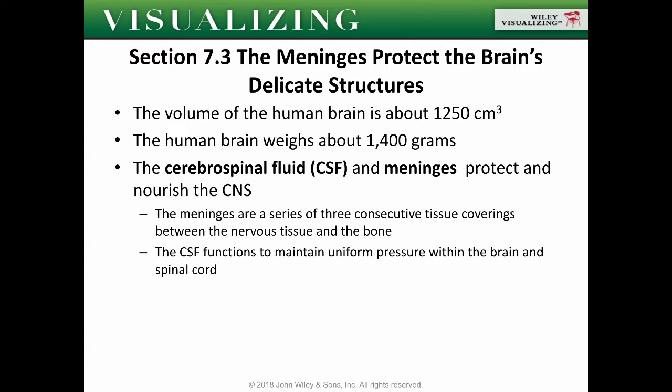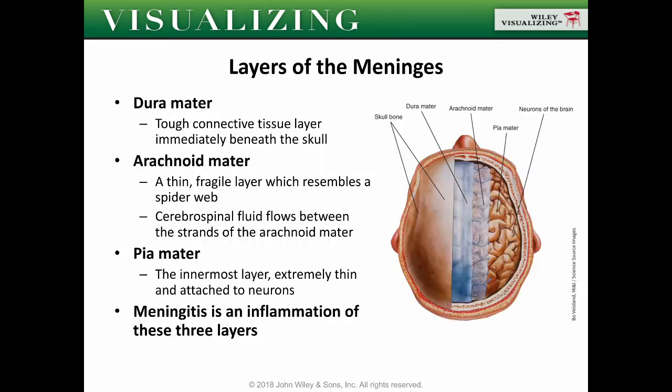The CSF functions to maintain uniform pressure within the brain and the spinal cord. So, the layers of the meninges. You have the dura mater, the tough connective tissue layer immediately beneath the skull. It's called dura mater, durable. Basically, it's hard or strong. And then we have the arachnoid mater. It's a thin, fragile layer which resembles a spider web. That's why it's called arachnoid mater. The cerebrospinal fluid flows between the strands of this arachnoid mater.